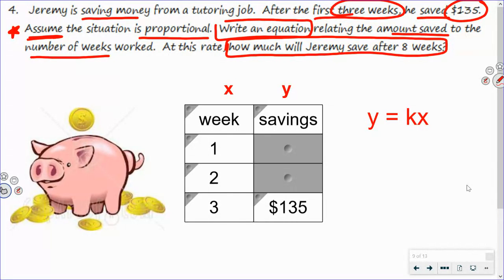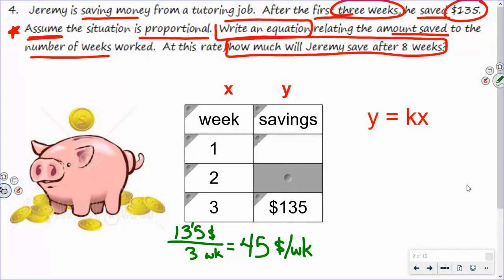So if it is proportional, what we can do is set up the very first ratio of $135 to 3 weeks. Now when we go ahead and divide that, we get $45 per week. Now, okay, 1 week, 45. And another 45 is going to be 90. And another 45 is going to be 135, and so on. So now that we've found the ratio, we can substitute it in as our constant of proportionality. And any X number of weeks that we choose, all we got to do is multiply that by 45.